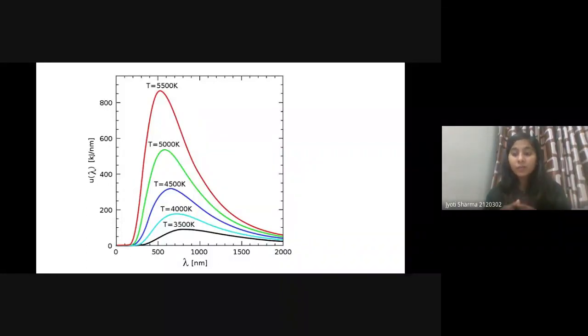But as compared to the sun, the temperature of the earth is nearly low. The average is 25 degrees Celsius, and because of that, most of the time the earth will emit radiation in the infrared range, and infrared radiation has the higher wavelength. So there is an inversely proportional relationship between temperature and the wavelength.